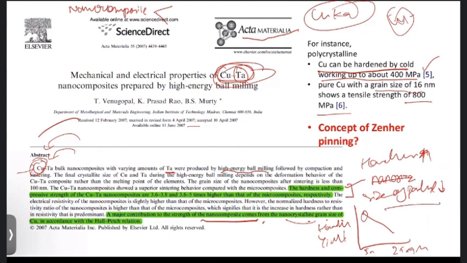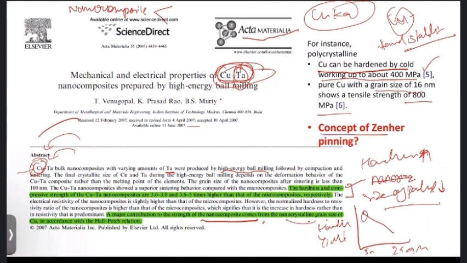But if it is giving such good hardness, then why are we adding tantalum? There should be some purpose. The purpose is that copper lacks thermal stability. Copper composites are not stable at high temperatures. So to increase that thermal stability, we add another element. In this case we are adding tantalum.